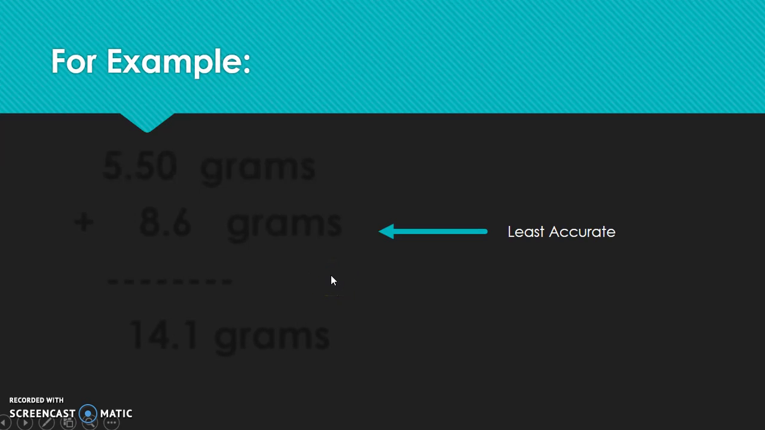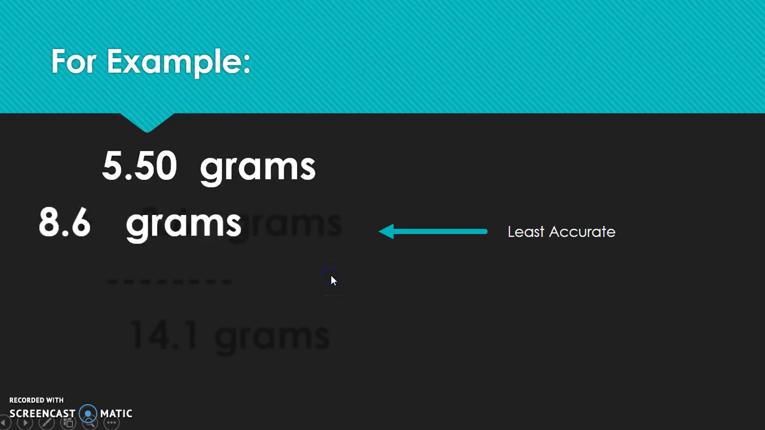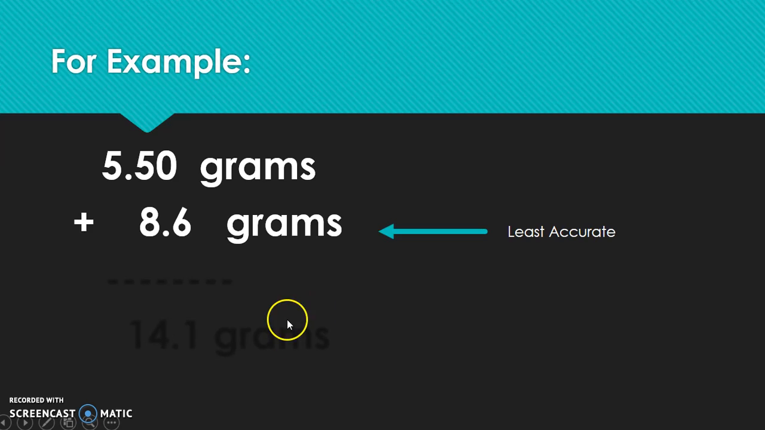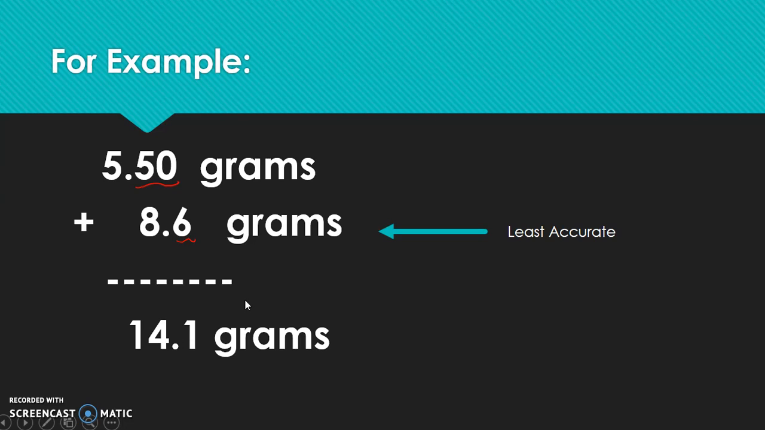So you have 550 grams plus 8.6 grams. The first thing you have to do is determine which one is the least accurate. So this number is measured into the hundredths, and this one is measured into the tens place. So this one is going to be your least accurate. So when you add them together, you should get 14.1 grams. I rounded it to the least accurate place, which is that 0.1 or that tens place.